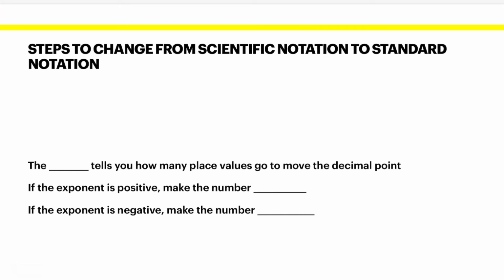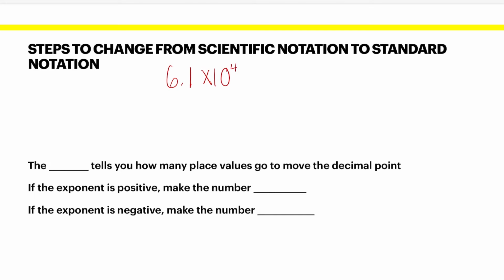So next we are going to talk about the steps to change from scientific to standard form. So this would be a situation in which we have a number in scientific notation and we'd rather see it how we would normally see it. So our first example, we're going to start with 6.1 times 10 to the fourth.